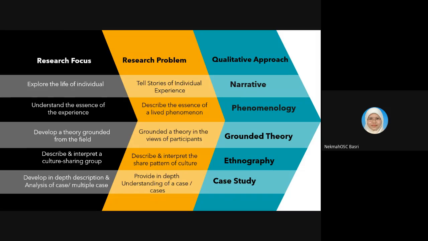A case study is developed by describing and analyzing a case or multiple cases, where the research problem is to provide in-depth understanding of a case or cases.